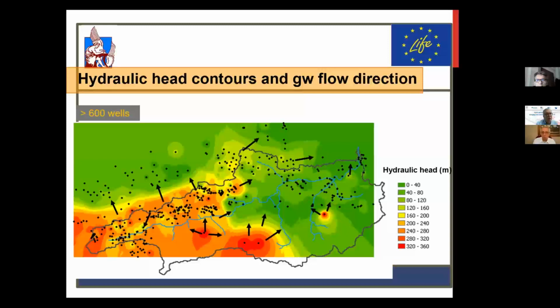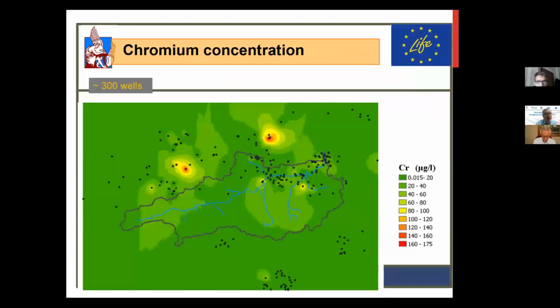That was an indication of where we find the highest hydraulic heads and where the groundwater flow goes. That was the first step in order to know how the model should behave. The second was data related to chromium concentration.